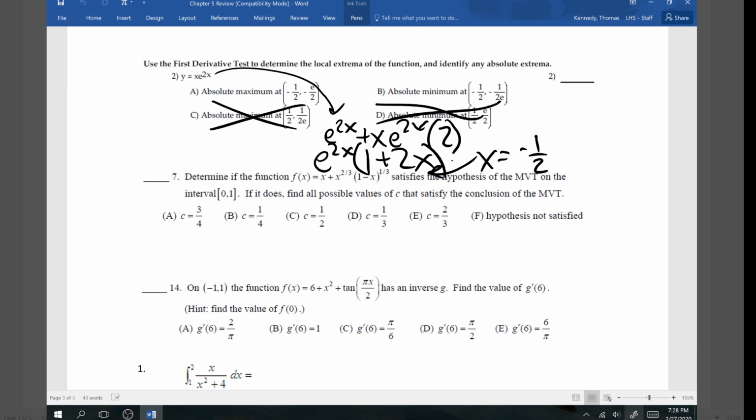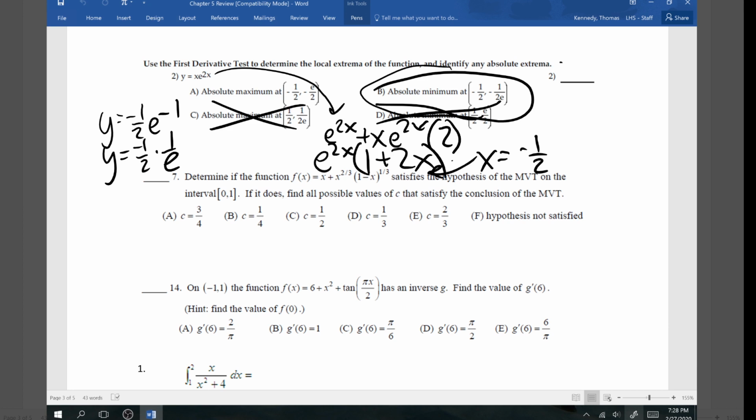Then all I have to do is plug -1/2 back into the original function to find the y value, and that will tell me whether it's one of these or the other one, because it has to have the right y value. So we get y equals -1/2 times e to the -1, which is y equals -1/2 times 1 over e, or -1 over 2e, which means it has to be the one that's an absolute minimum at that point, or b.